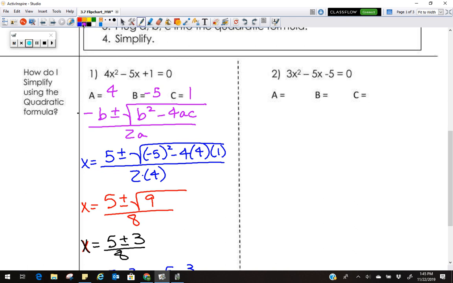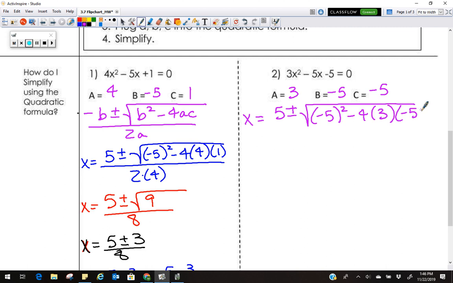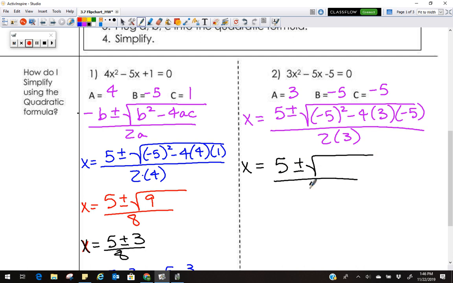Alright, so for this next one I'm not going to rewrite the formula. A is 3, b is -5, and c is also -5. So x equals the opposite of b, so this time that makes it a +5, plus or minus the square root of -5 squared minus 4 times a is 3, and c is -5, all divided by 2a. Alright, let's change colors here. So x equals 5 plus or minus the square root of something divided by 6.